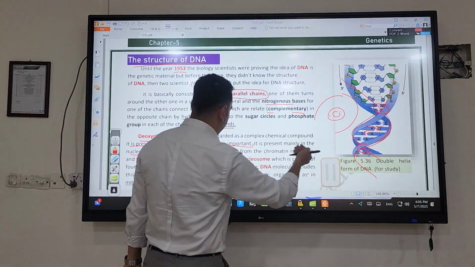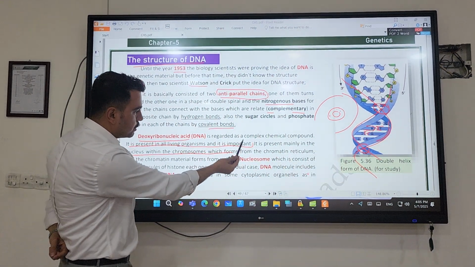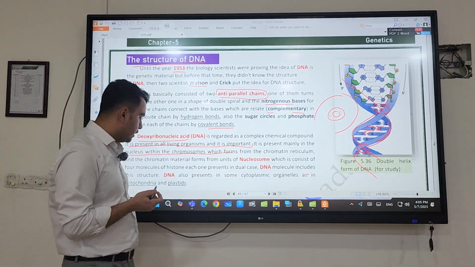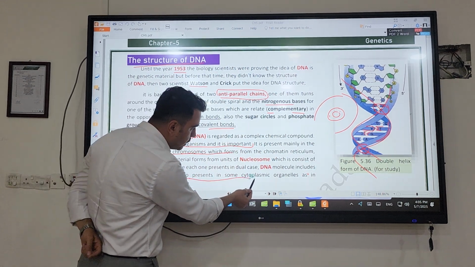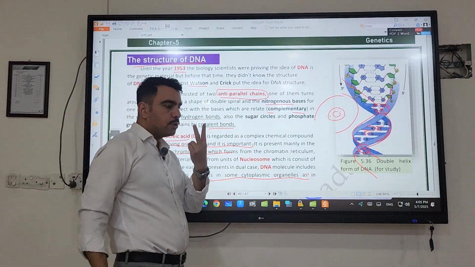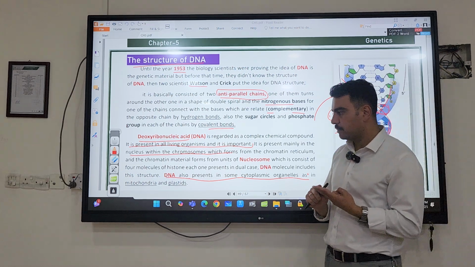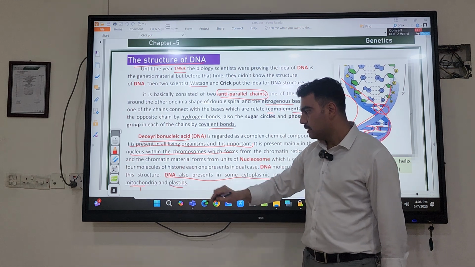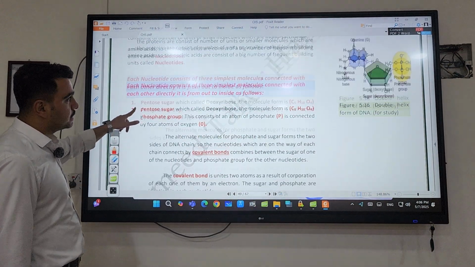So what do we have here? The chromatin material forms the units of the nucleoplasm, as we said. And there's something important here: DNA is also present in some cytoplasmic organelles. What does that mean? We said we have two organelles inside the eukaryotic cell that also have their own DNA. This is very important. First we have mitochondria, secondly we have plastids. Now let's go into details.